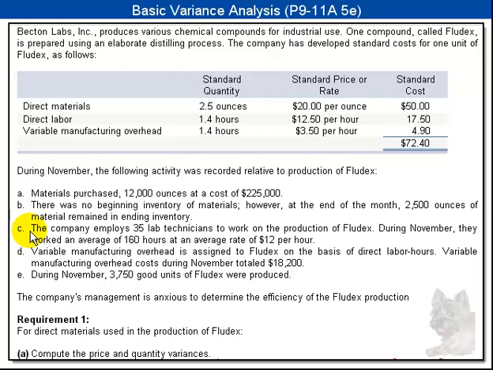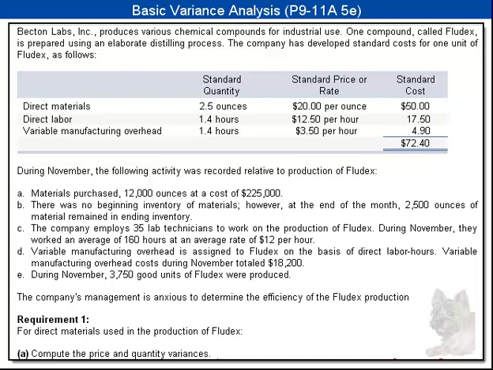Now C says, and I'll move my mouse out of the way, the company employs 35 lab technicians to work on the production of Fludex. During November, they worked an average of 160 hours at an average rate of $12 per hour. D says variable manufacturing overhead is assigned to Fludex on the basis of direct labor hours. Variable manufacturing overhead cost during November totaled $18,200.